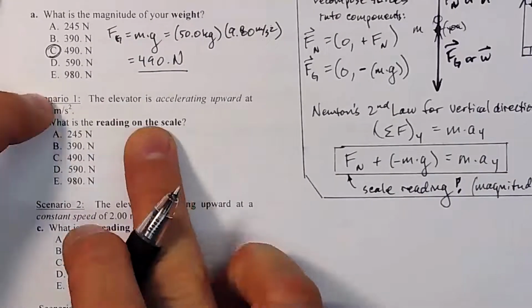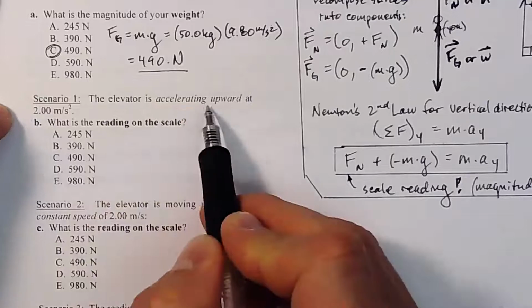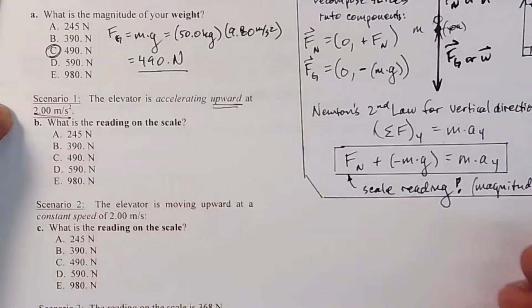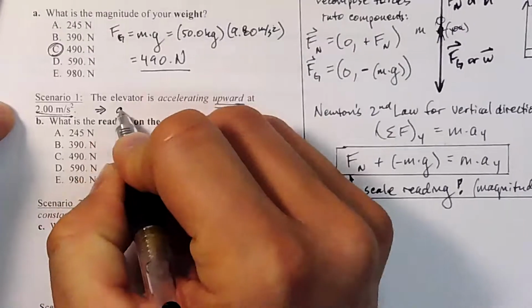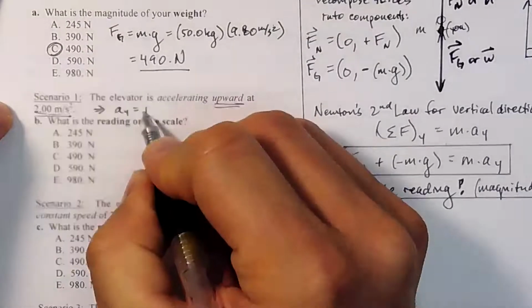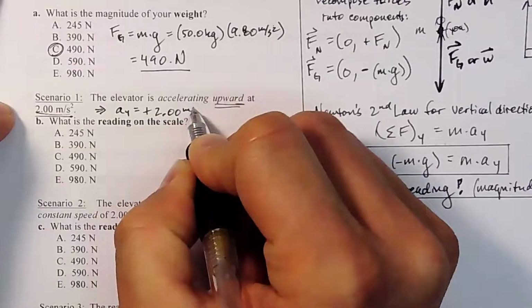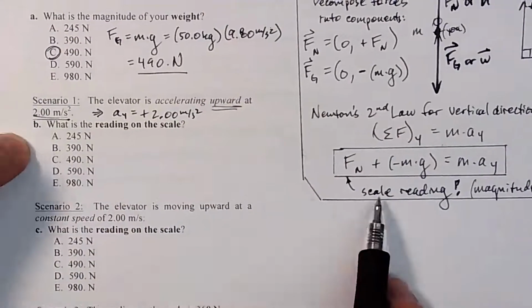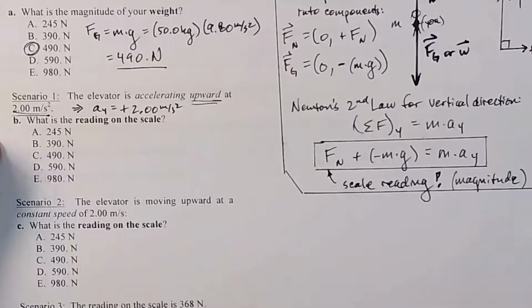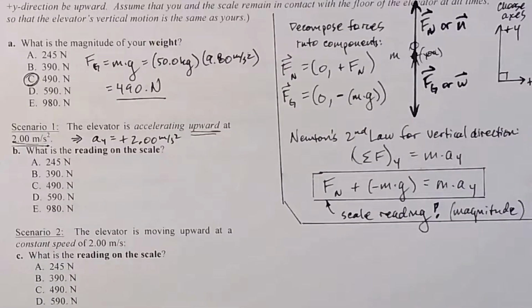Suppose now the elevator is accelerating upward. So we have upward and we have the magnitude here. So what that means is the y component of the acceleration is going to be positive 2 meters per second squared. Of course, the x component is always 0. So what's the reading going to be on the scale now? All right, well, first of all, let's sort of guesstimate. Let's just make a sort of prediction.